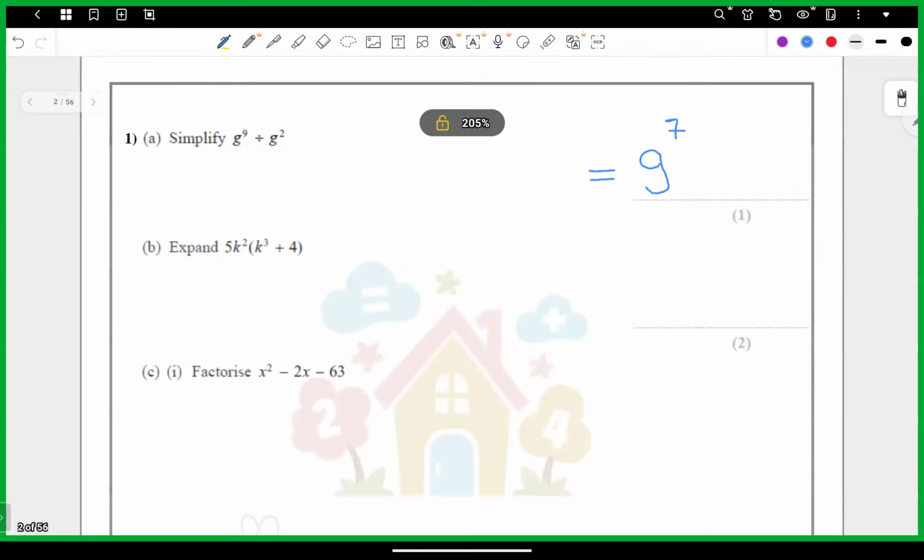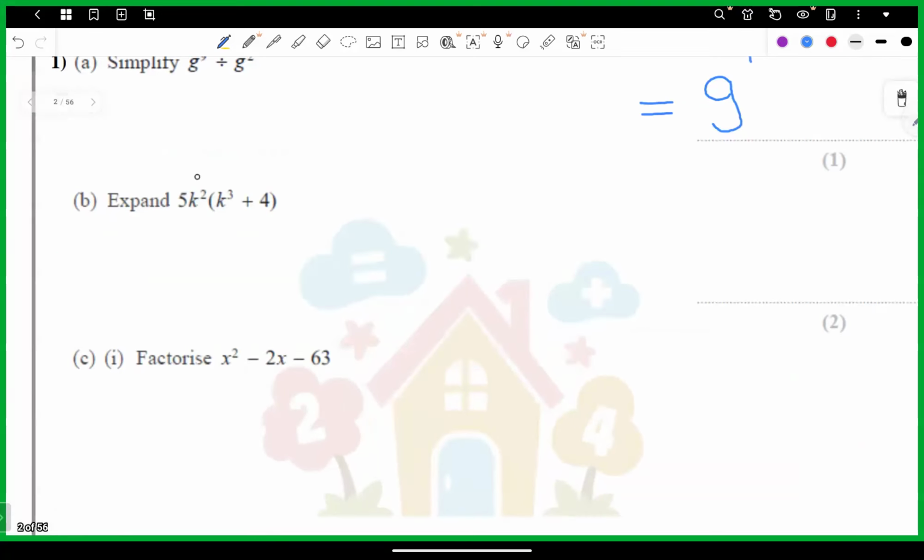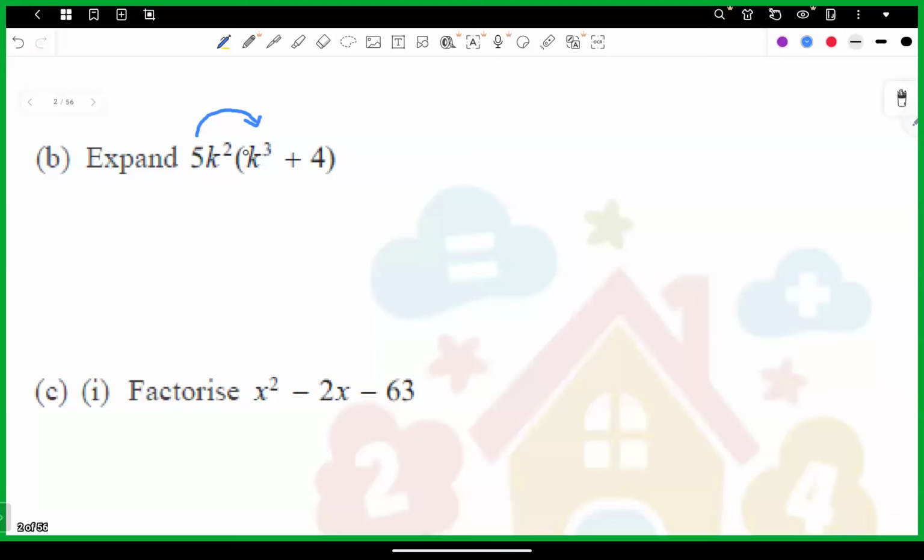And then here we need to multiply 5 times the coefficient of k to the power of 3. There is 1 here, no number here, so it should be number 1. So 5 by 1, coefficient by coefficient, equals 5. And then k to the power of 2 multiplied by k to the power of 3 should be k to the power of 5. So here k to the power of 5.